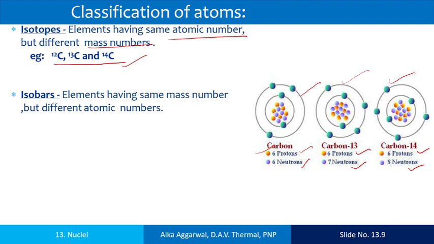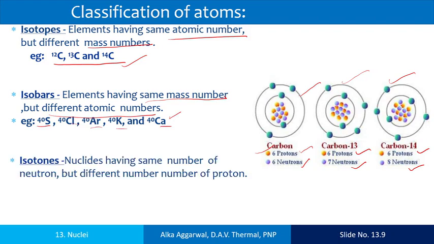Isobars. Isobars are the atoms of different types whose number of nucleons is the same but number of protons is different. That is to say, they are atoms of different kinds, so their atomic number is different and the mass number is the same. For example, sulfur, chlorine, argon, potassium and calcium all have the same mass number, that is 40, but as you know their atomic number is different. So these are isobars.